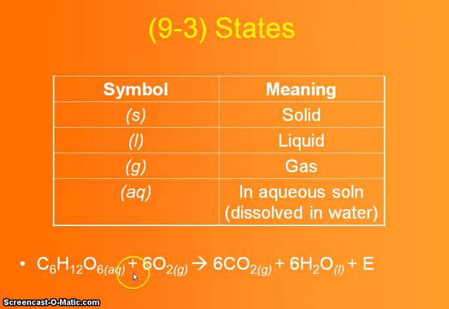Like in this equation down here, the equation for cellular respiration, it shows you that glucose is aqueous, so it can be dissolved in water, and that our oxygens are in the gas form, CO2 is in the gas form, and then water would be in the liquid form. Those states are written to the bottom right of each formula, usually as a subscript and in italics, in lowercase letters with parentheses around them.